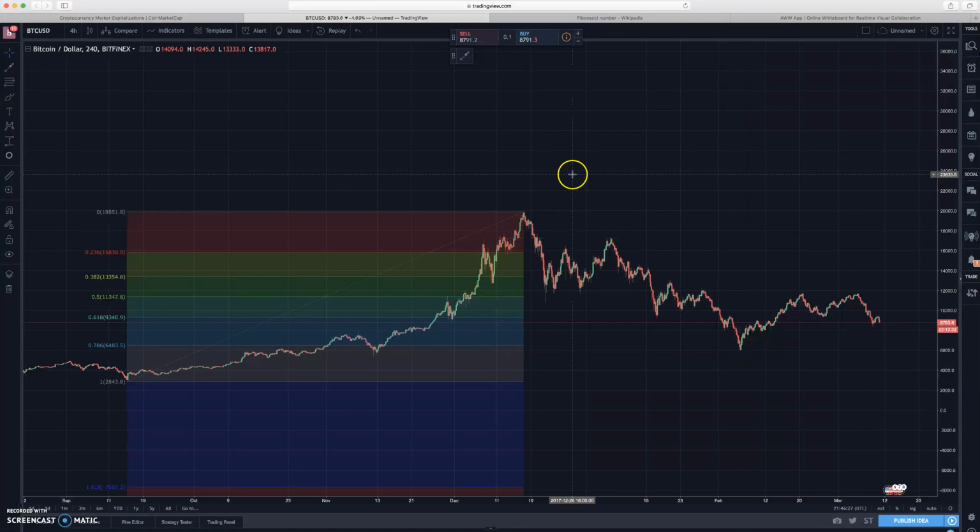Another thing I want to note before we dive deeper is that Fibonacci is a really great tool that I like to use a lot, but I use it in conjunction with a lot of other indicators. I like to use the RSI. I like to use the MACD. I like to use Elliott wave theory a lot.